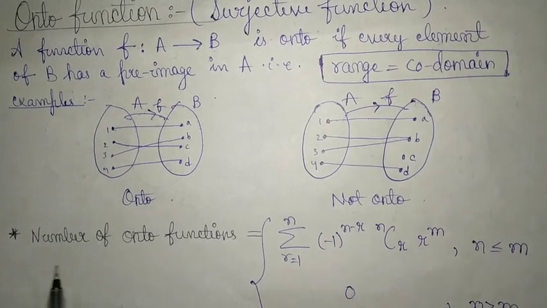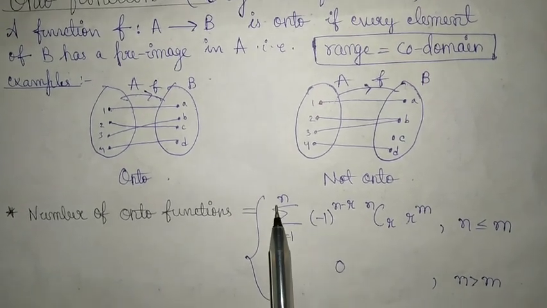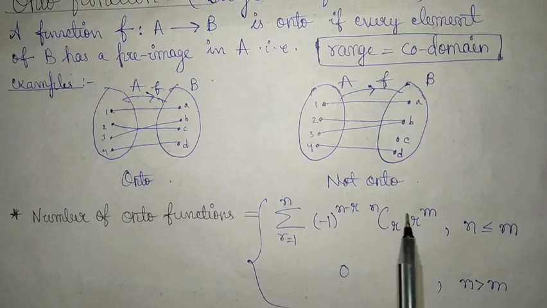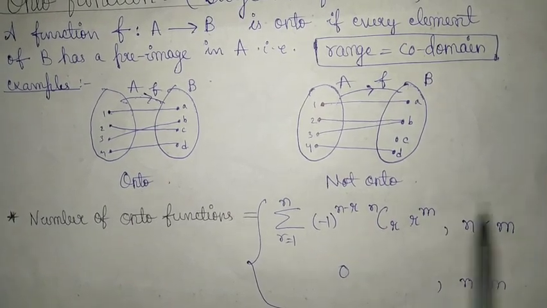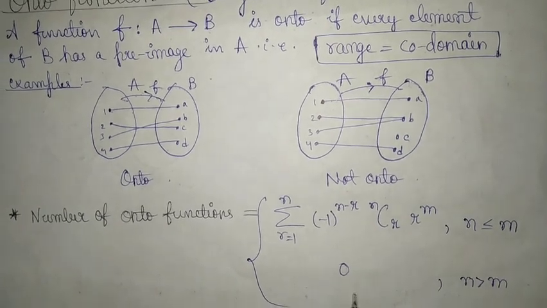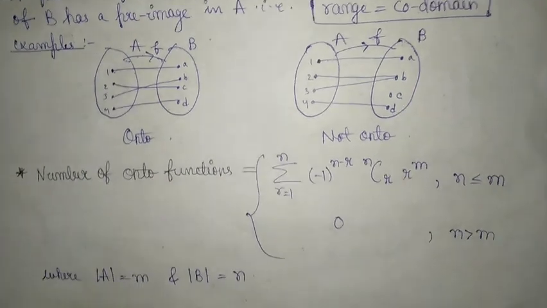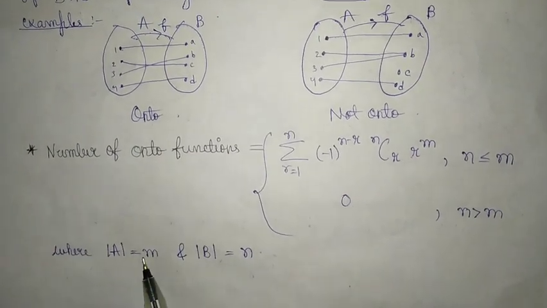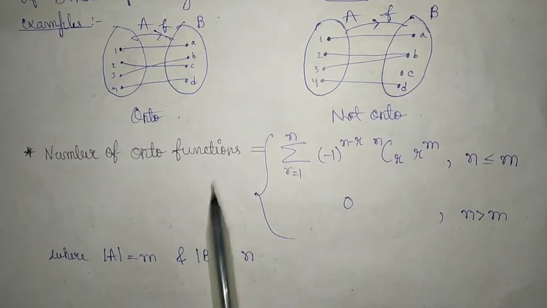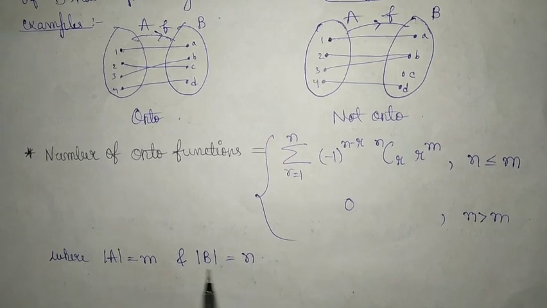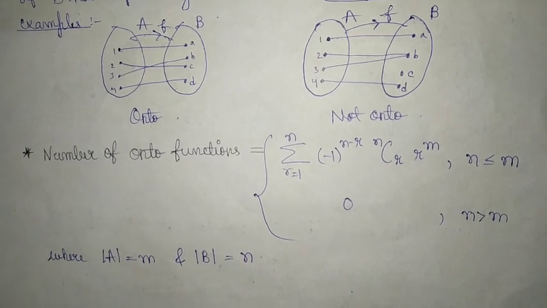Now there is a formula to find the number of onto functions, which is this one: summation over r equals 1 to n of (-1) to the power (n minus r) times nCr times r to the power m, for n less than or equal to m. And if n is greater than m, then it is equal to 0, where n is the cardinality of B and m is the cardinality of A. Fine. So the condition for applying this formula is that the cardinality of B should be less than or equal to the cardinality of A.